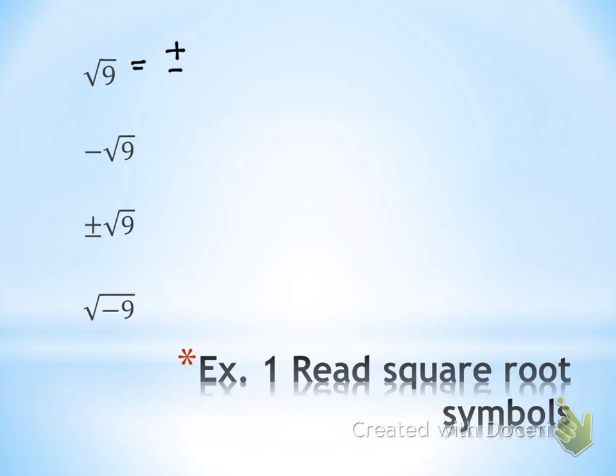Perfect, positive and negative 3. When they do not specify which answer they want, when they don't say give me the positive square root of 9 or give me the negative, I always want you to assume they want both answers.